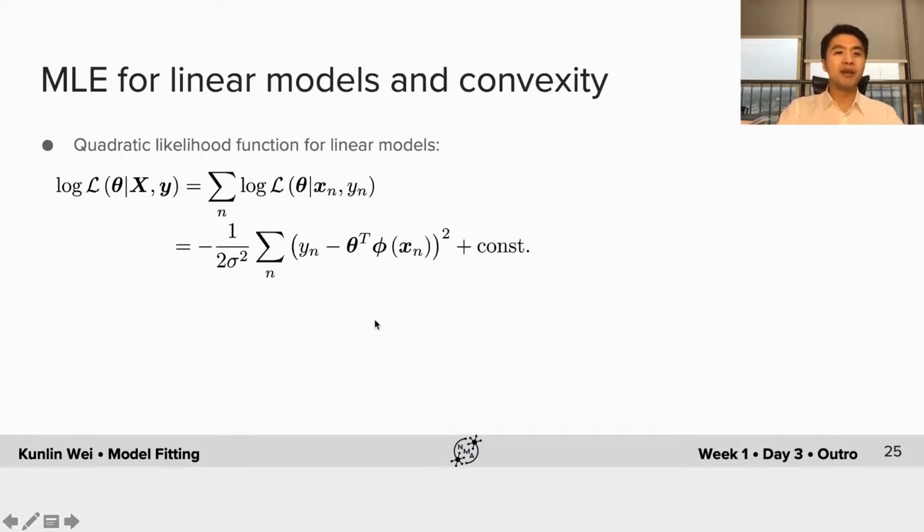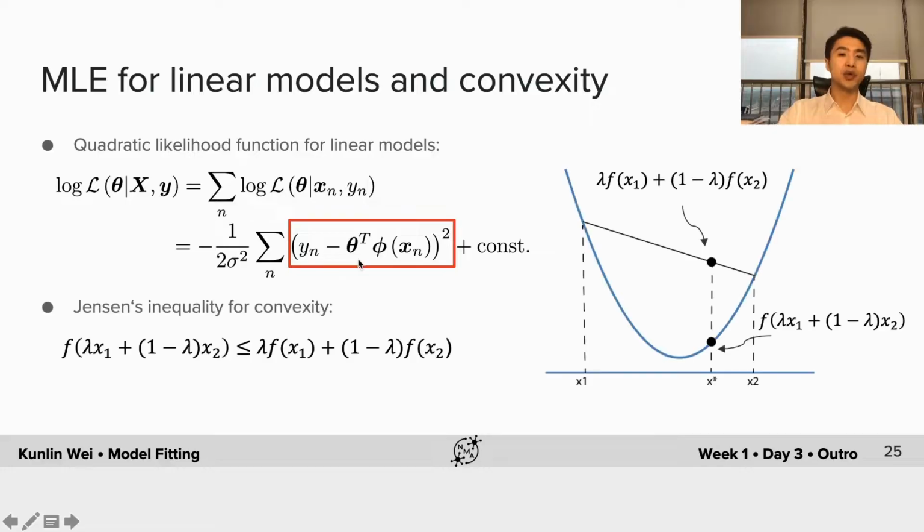When we talk about maximum likelihood estimation for linear models, we are dealing with a quadratic likelihood function. This is what you learned today. This is the likelihood function. Why is it quadratic? Because the error function here is quadratic in the parameter theta. And we think the quadratic function is convex because it follows Jensen's inequality.